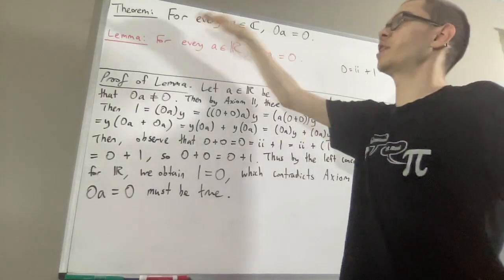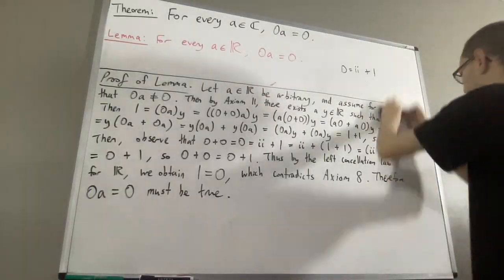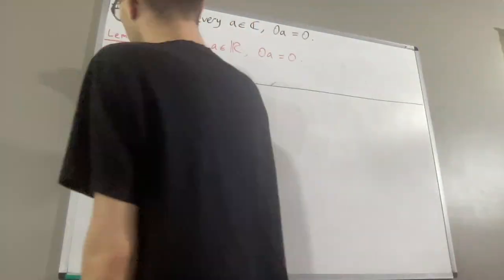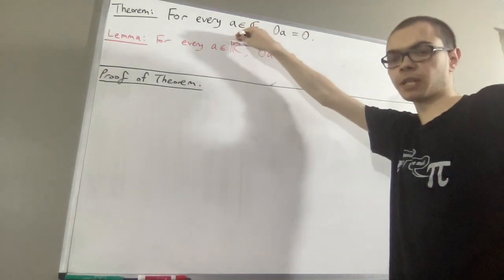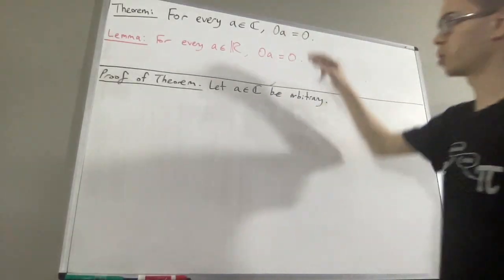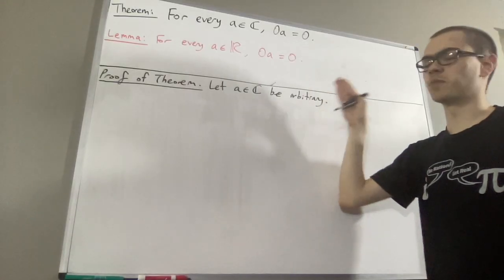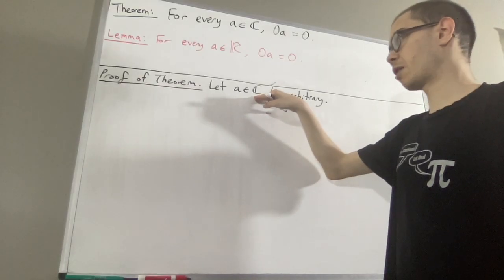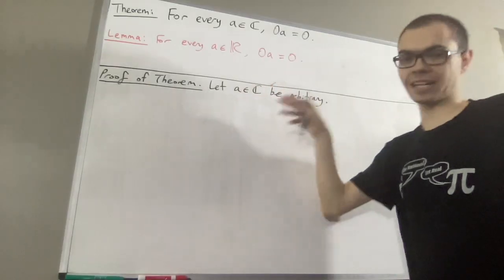Now we're going to prove for every complex number a, 0 times a is equal to 0. So now to prove our theorem, let's give ourselves an arbitrary complex number a. And from here, we're going to show that 0 times a is equal to 0. Now, applying axiom 12, we know since a is a complex number, there is a pair of real numbers, I'll call them x and y, such that a is equal to x plus iy.